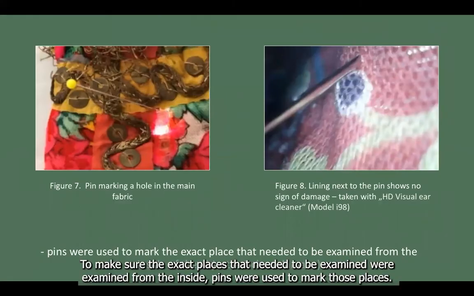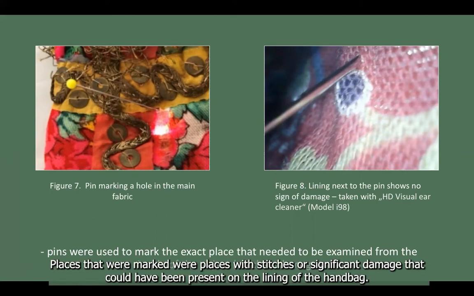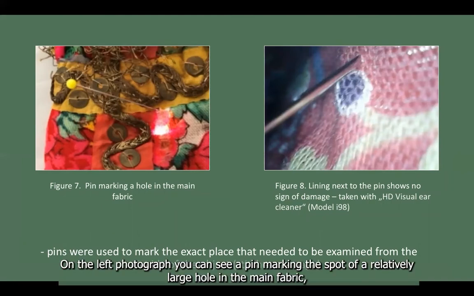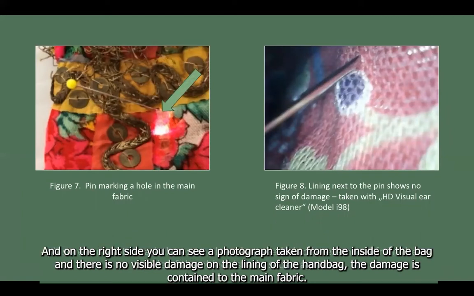To make sure the exact places that needed to be examined were examined from the inside, pins were used to mark those places. Those were places that had stitches or significant damage that could have been present on the lining of the handbag. On the left photograph, you can see a pin marking the spot of a relatively large hole on the main fabric. And on the right side, you can see a photograph taken from the inside of the bag, and there is no visible damage to the lining of the handbag, meaning that the damage is contained to the main fabric.